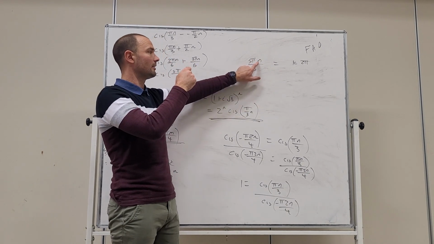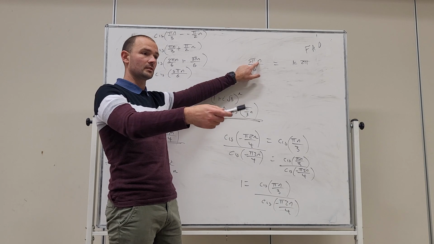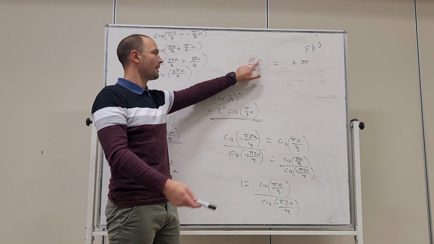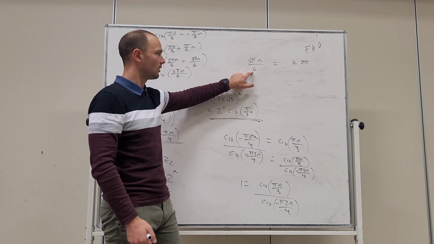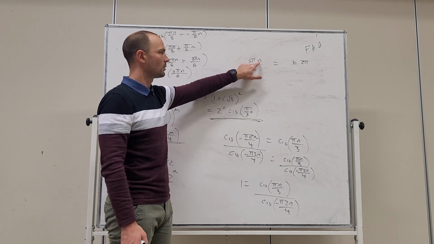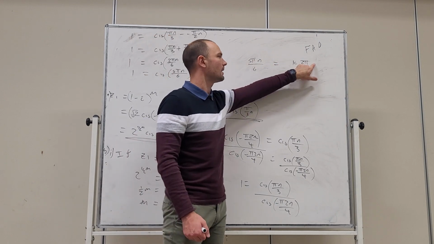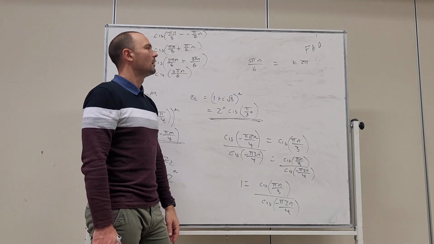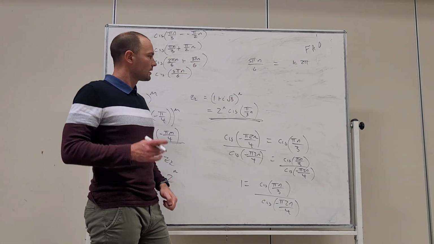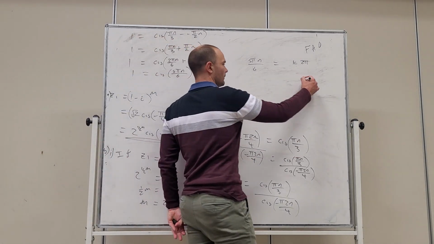All right, so then the next multiple of 6 would be 12. And if I have 12 on 6, that's 2. 2 times 5 pi is 10 pi. 10 pi is a multiple of 2 pi. All right, so the value for n is 12.